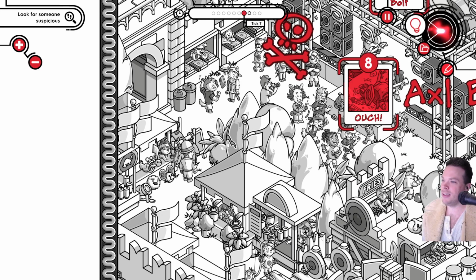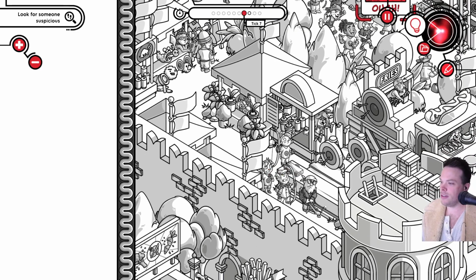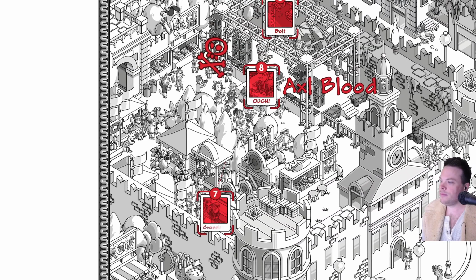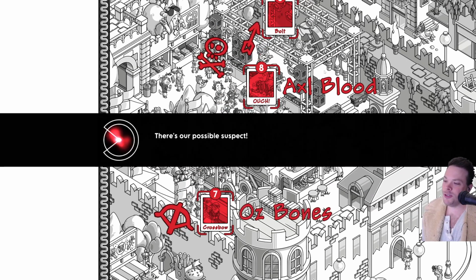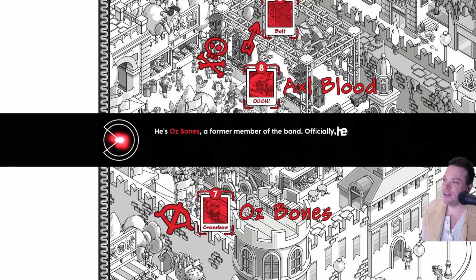There are people rocking out. Here we go. No, not you, the crossbow man. Oz Bones. He is our possible suspect. He has a crossbow pointed at Axel before they were murdered.